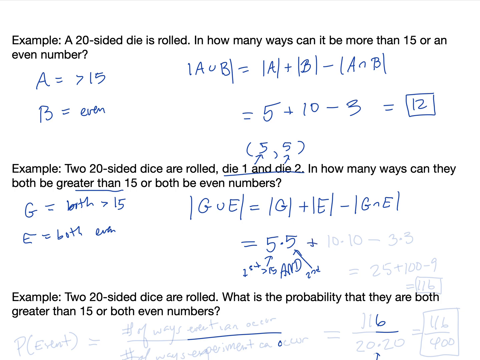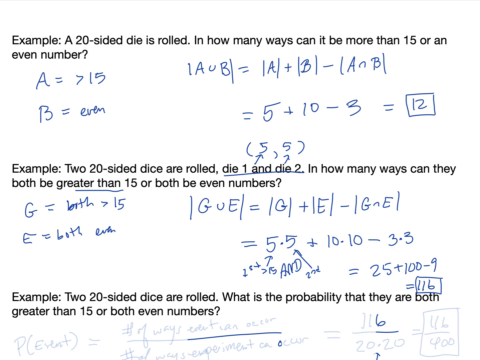What about for both being even? Again, there are 10 ways for the first die to be even and 10 ways for the second die to be even. And then we want to subtract off the number of ways that both of the dice follow both of these rules, that both are even and greater than 15: 16, 18, or 20. There's 3 ways the first die can satisfy both properties, and 3 ways the second die can satisfy both properties. So this is 25 plus 100 minus 9. This ends up being 116 as the total number of ways this can occur.